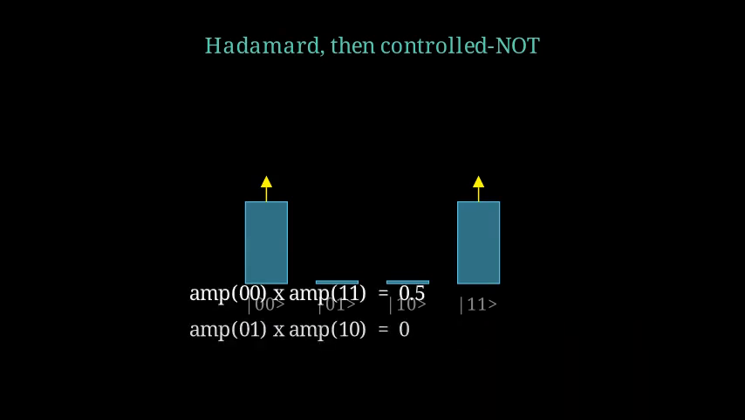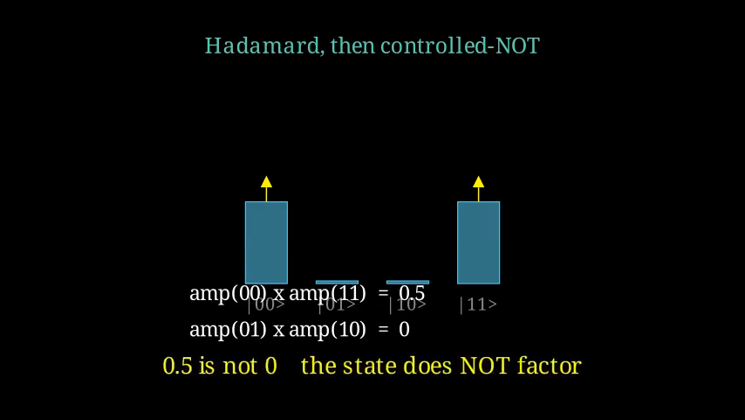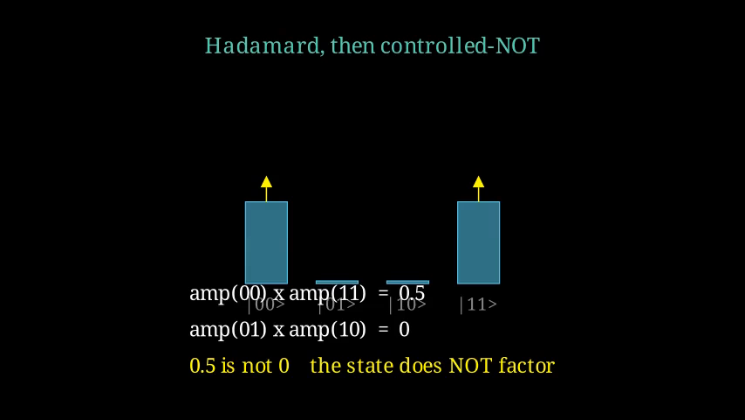George has put his finger on it. Run the same factorization check we just used. The amplitude of the 00 times the amplitude of the 11 comes to 1/2. The amplitude of 01 times the amplitude of 10 comes to 0. 1/2 is not 0, so the check fails. And it fails for every possible pair of single qubit states. There is no state you can assign to the first qubit, and no state you can assign to the second, whose product rebuilds this vector.